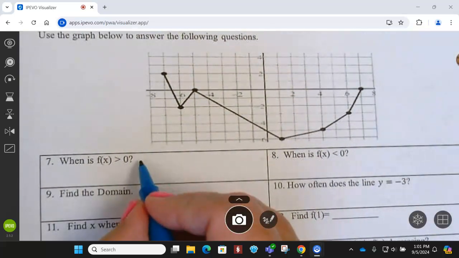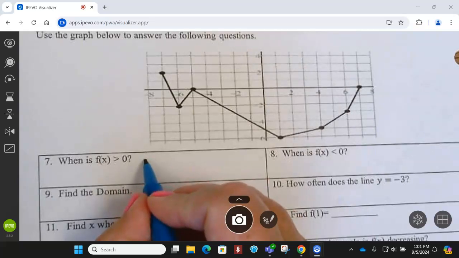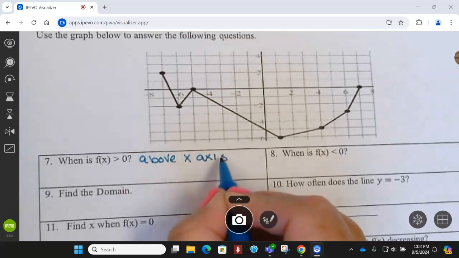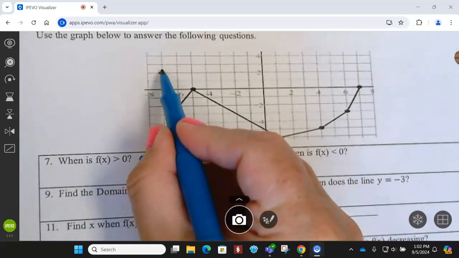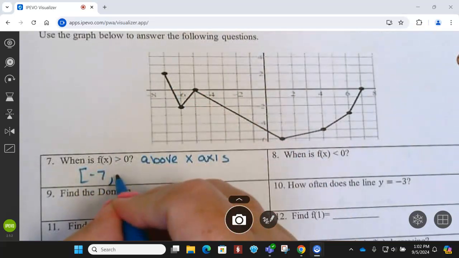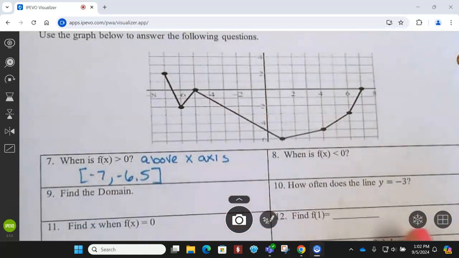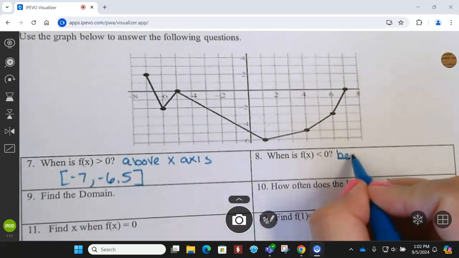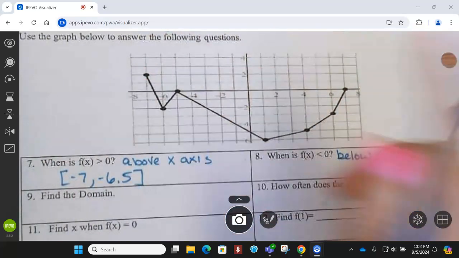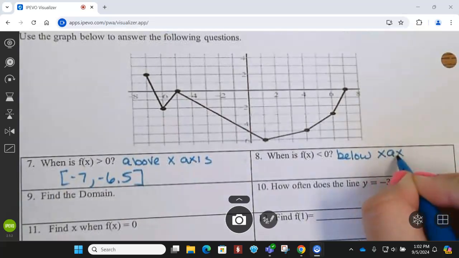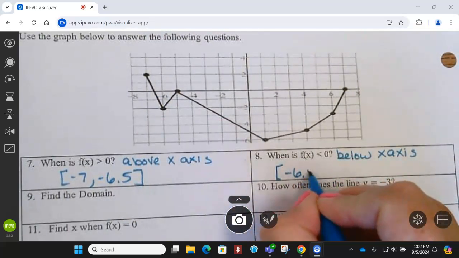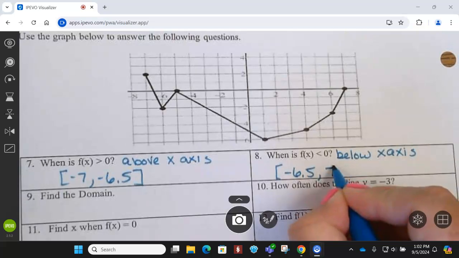This problem talks about being above the x-axis. Okay, and above the x-axis is from here up. So negative 7 to negative 6.5. This is below. And if you notice, everything is pretty much below except for that little piece. Okay, so that would be from negative 6.5 all the way to 7.